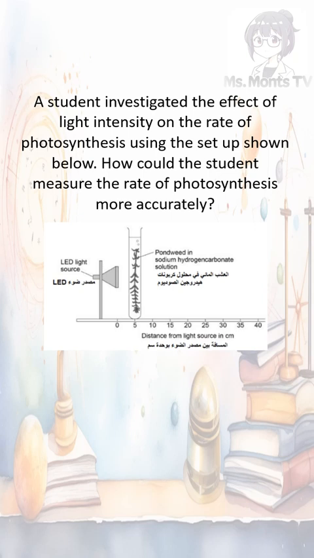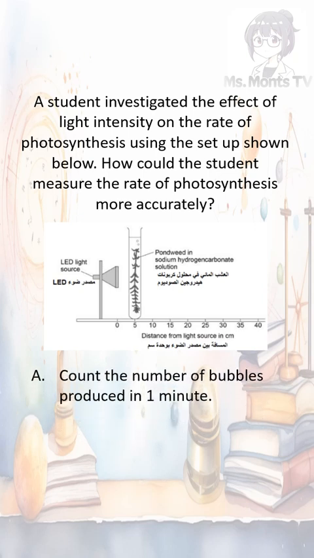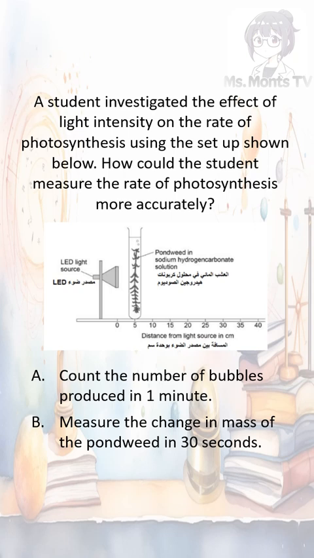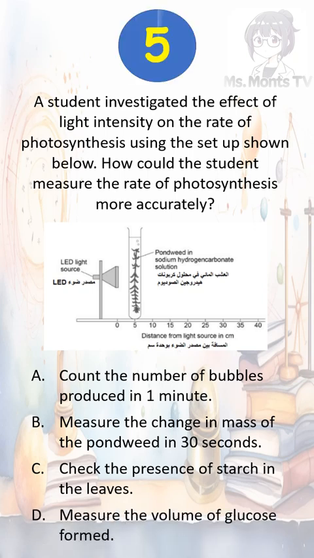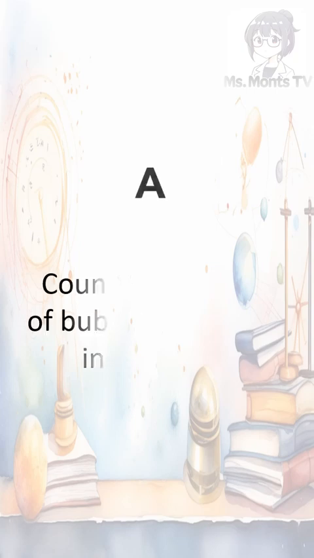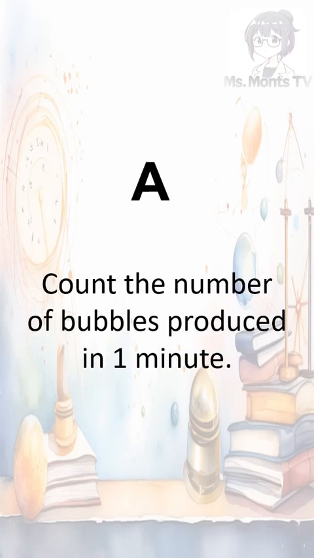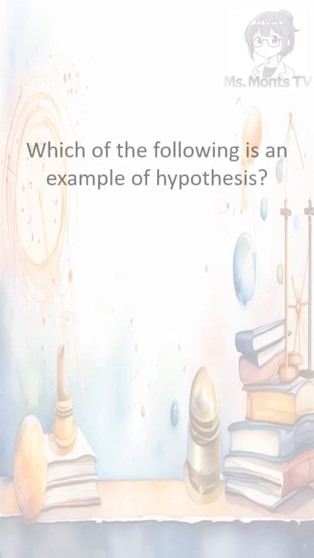A student investigated the effect of light intensity on the rate of photosynthesis using the setup shown below. How could the student measure the rate of photosynthesis more accurately? A. Count the number of bubbles produced in 1 minute. B. Measure the change in mass of pondweed in 30 seconds. C. Check the presence of starch in the leaves. D. Measure the volume of glucose formed. A. Count the number of bubbles produced in 1 minute.